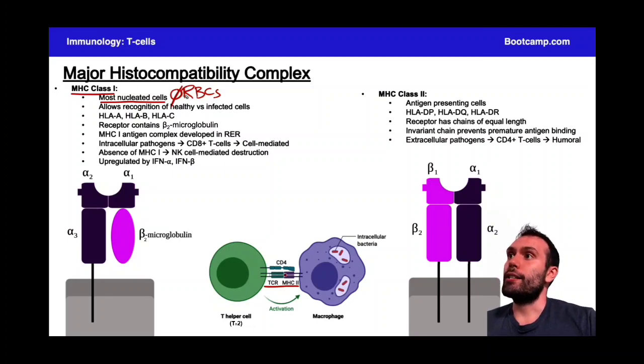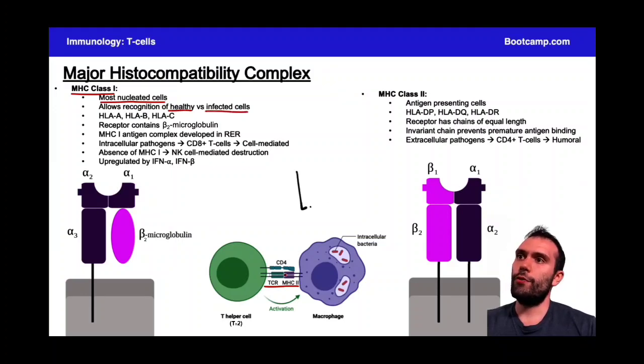Now, the key is the MHC1 receptor is essentially looking at every cell, making sure there's nothing suspicious going on with all of our cells. So it allows for recognition of healthy versus infected cells. So you can imagine, right? If you have some normal cell here doing what it's supposed to be doing, on its surface it has this MHC1 receptor.